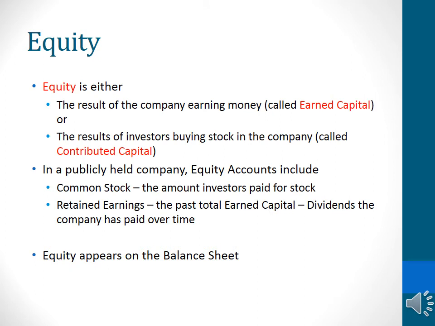Equity accounts come from two sources. Equity has either been earned because the company made profits, or it's been contributed because investors have bought stock and given the company money. In a publicly held company, the equity accounts you'll commonly see are common stock, which is the contributed part of the equity, and retained earnings, which is the earned part of the equity. Equity appears on the balance sheet.